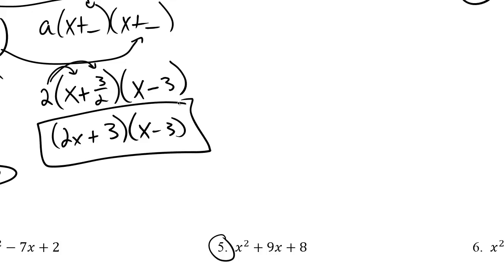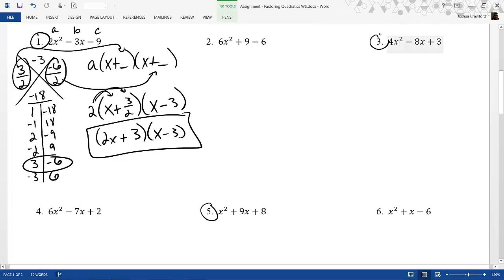Dunzo. Okay, number 3, A, B, and C. So label first. A is 4, B is negative 8, C is 3. After you label, do your x. On top will be B, which is negative 8. Bottom is 4 times 3, which is 12. Right? Yeah. Okay. And then divide by A, which is 4.